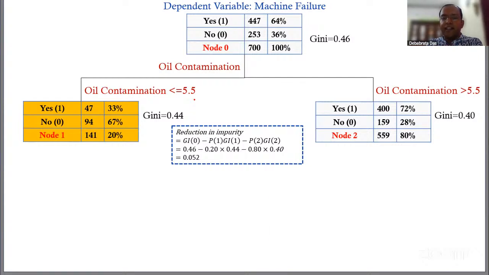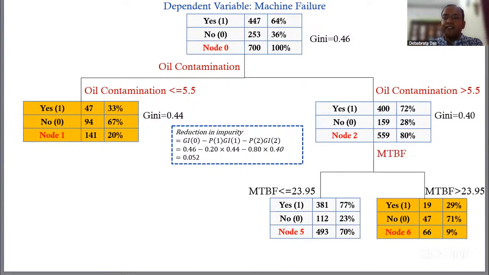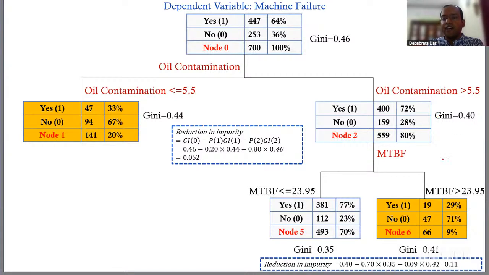Similarly, if I go to the next, let us say node 2, MTBF has come. Again, same thing. So node 2, Gini 0.40 and reduction in impurity 0.11. Okay. So in place of MTBF, if you bring oil contamination over here, then your reduction in impurity will be less than 0.11. So I have to find that particular variable and that particular cutoff which will give me the maximum reduction in impurity.